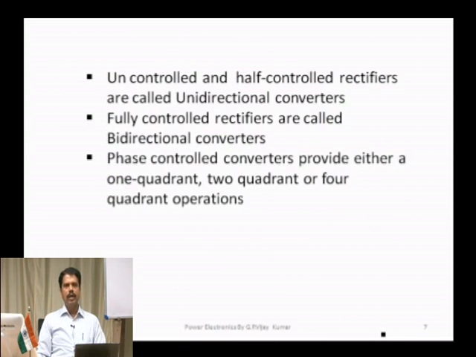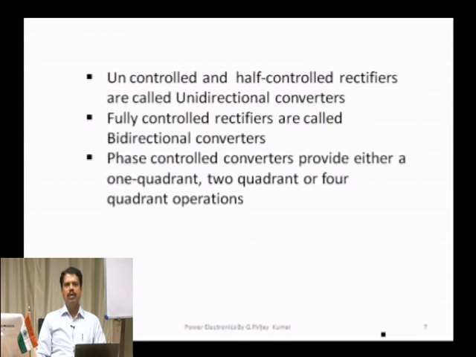Uncontrolled and half controlled rectifiers are called unidirectional converters. What do you mean by unidirectional converters? Here the power flow is from source to load, that is why they are called unidirectional converters. That means they work in the first quadrant. Fully controlled rectifiers are called bidirectional converters. Here the power can flow from source to load as well as from load to source.